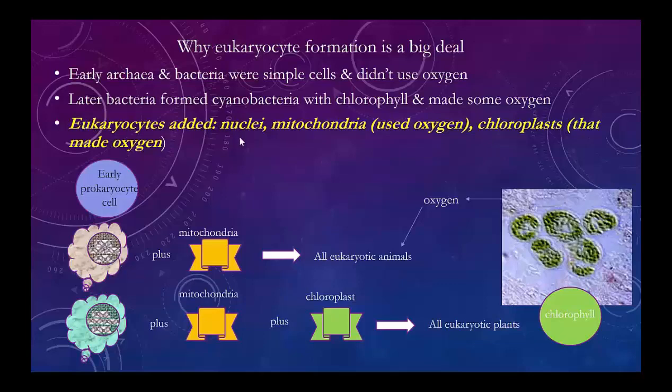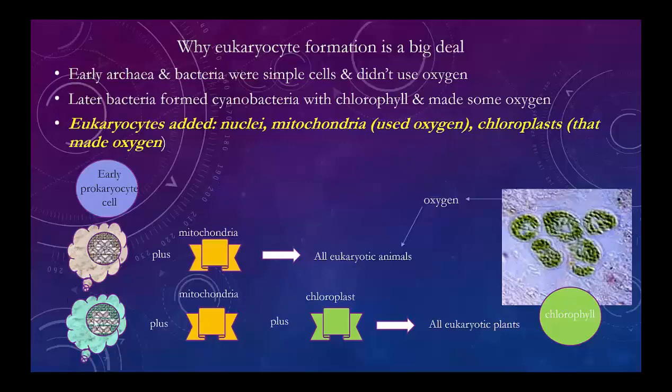Your cells developed a nucleus with now double-stranded DNA, a big-time change in DNA, out of the blue. Who can do that? Well, it's certainly not random chance. Then you develop mitochondria, which are complex organelles, and you develop chloroplasts. Now, let's look at what happened there.